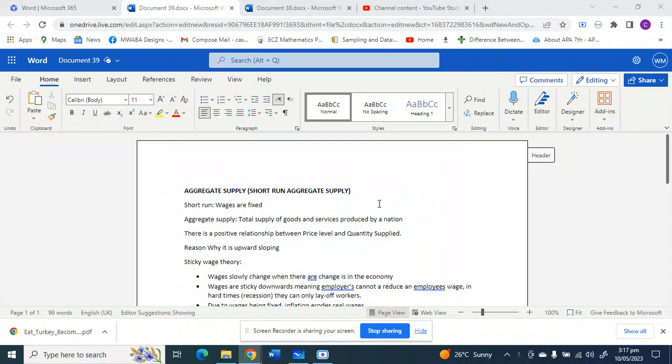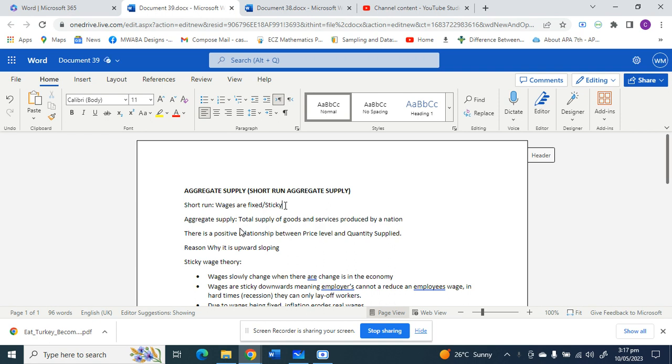Today, we're looking at aggregate supply. To be specific, the short run aggregate supply. In macroeconomics, in the short run, wages are fixed, or in other books, they say wages are sticky. I'm going to talk about this. Let me just first define aggregate supply.